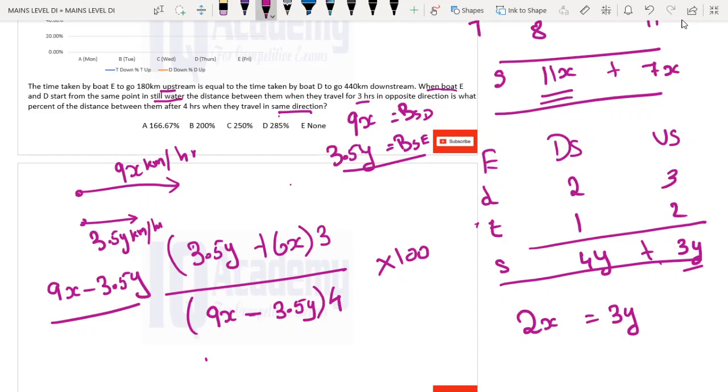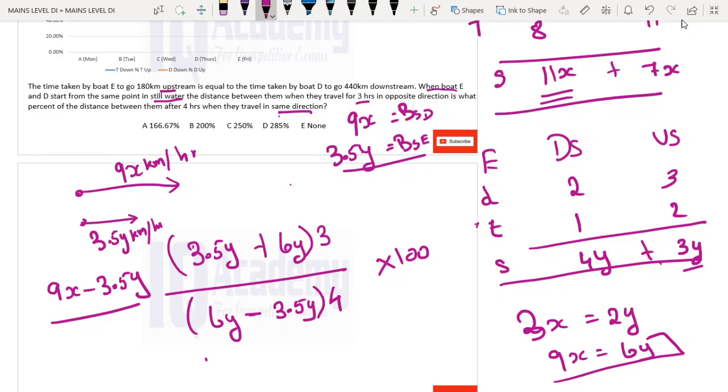It's not 2x equal to 3y, it is 3x equal to 2y. So we can say 9x equal to 6y, right? So here instead of 9x we can keep 6y.